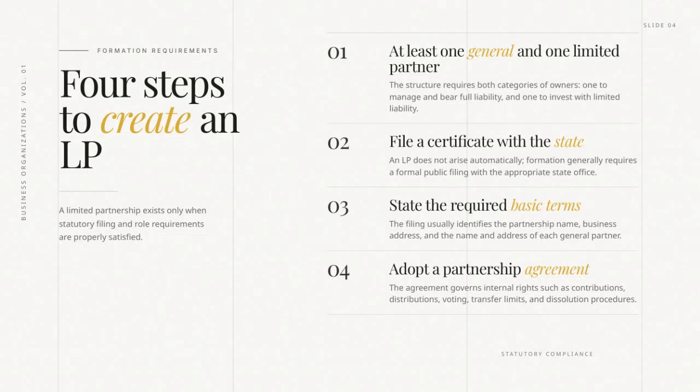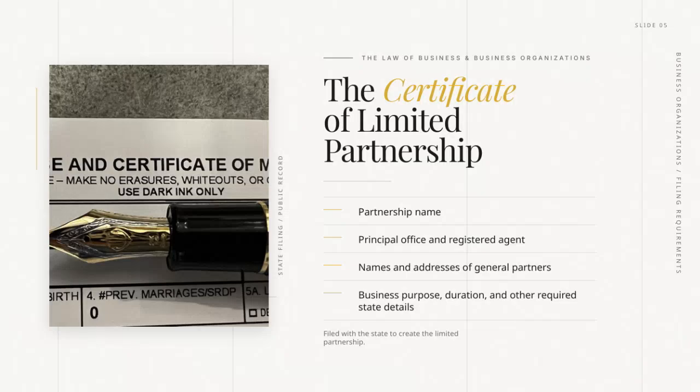To form a limited partnership, there are 4 key steps that must be followed to meet the legal requirements. First, the partnership must have at least one general partner and one limited partner. This structure is essential because the general partner manages the business and assumes full liability, while the limited partner contributes capital but has limited liability. When forming a limited partnership, one of the crucial steps is the state filing, which involves creating a public record. This is where the law of business and business organizations comes into play, guiding how these filings should be made and what information must be included.